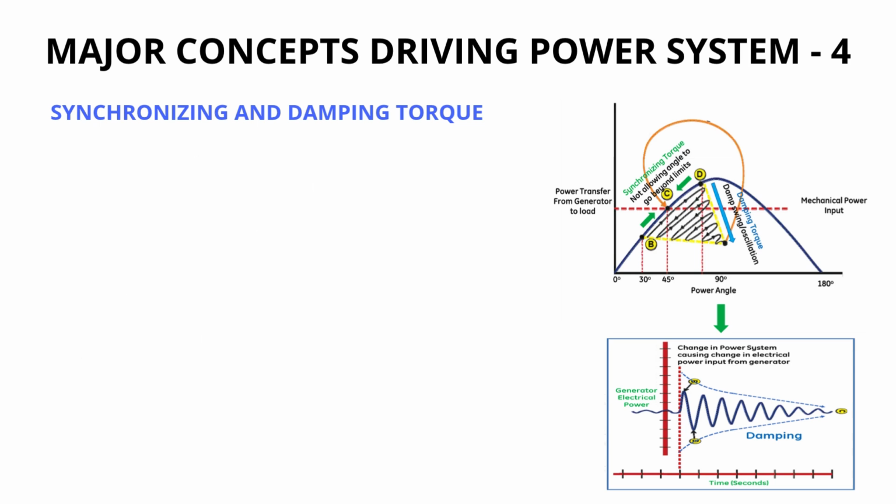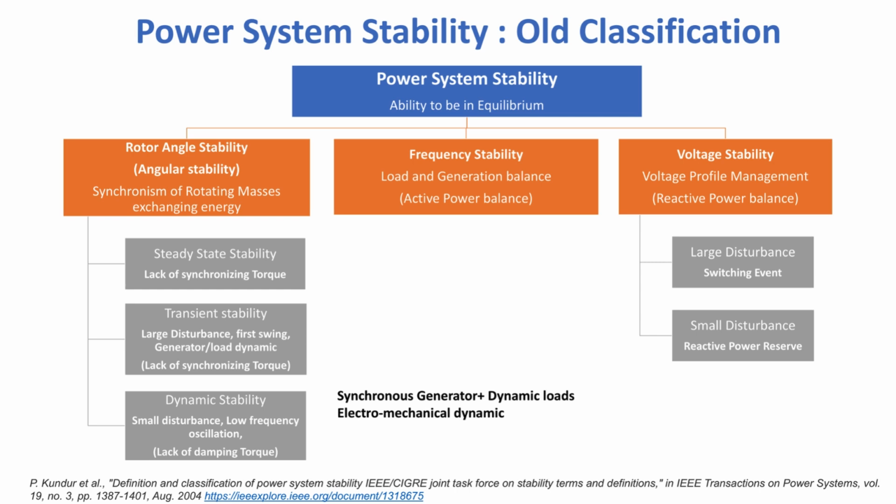That makes sense. Now, the presentation shows two ways to classify stability: an old classification and a new classification. Let's look at the old way first. Okay, so the old classification, as presented here, mainly categorized stability based on the grid we had for most of the last century, dominated by big synchronous generators. Right. The main branches were rotor angle stability, frequency stability, and voltage stability. Pretty clear categories. And rotor angle stability is about keeping those rotating machines synchronized.